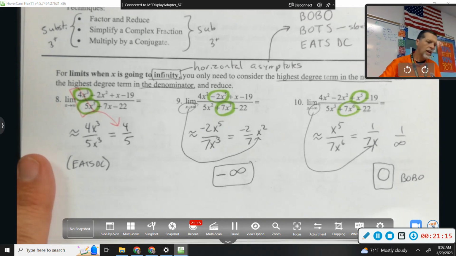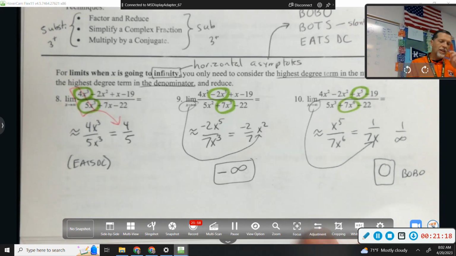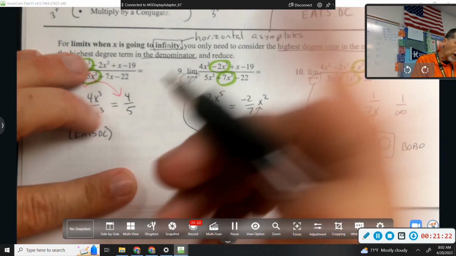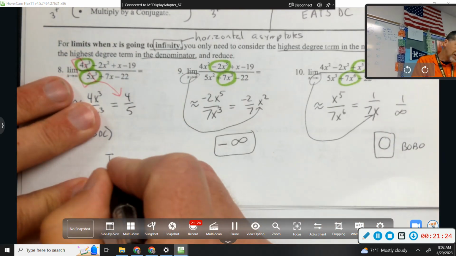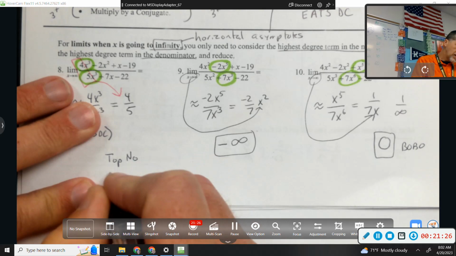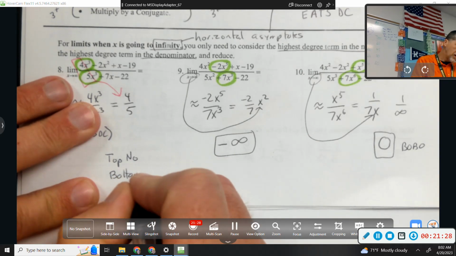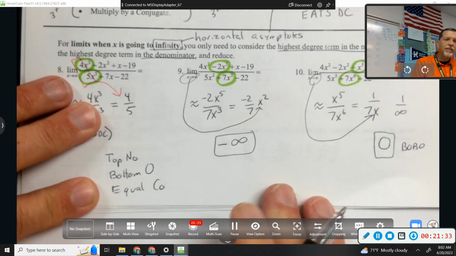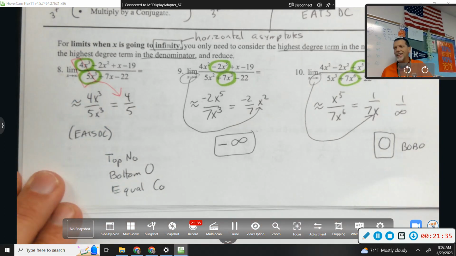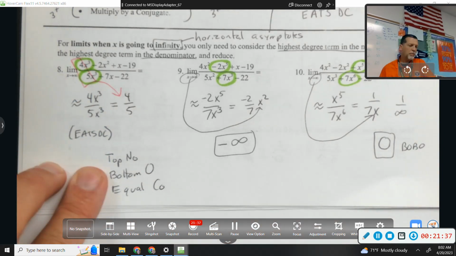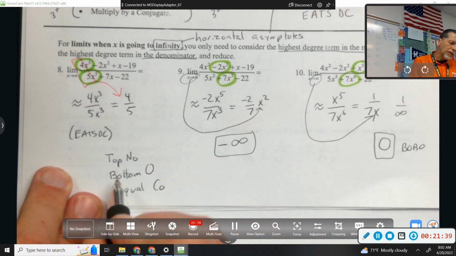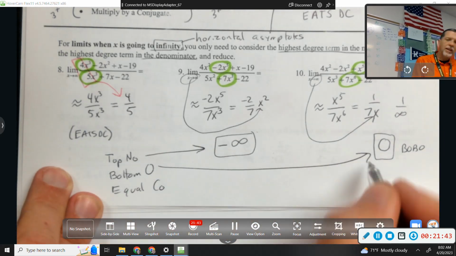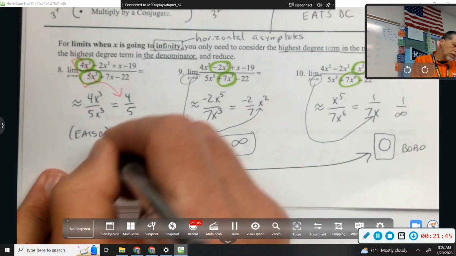I want to give you another, it's the same thing as Bobo Bots Eats DC, but it's the one that calculus teachers use more often. Top no, bottom O, equal co. It's the same thing. Top, this means who's bigger. Well, if it's bigger in the top, then that's a no. If it's bigger on bottom, that's an O. If it's equal, use the coefficients.